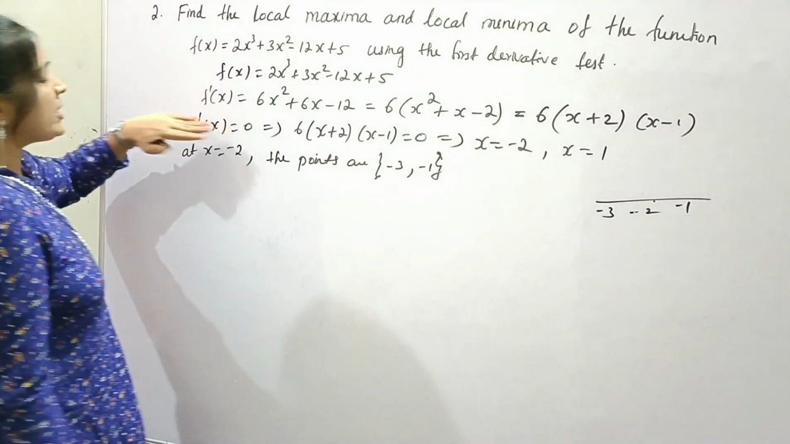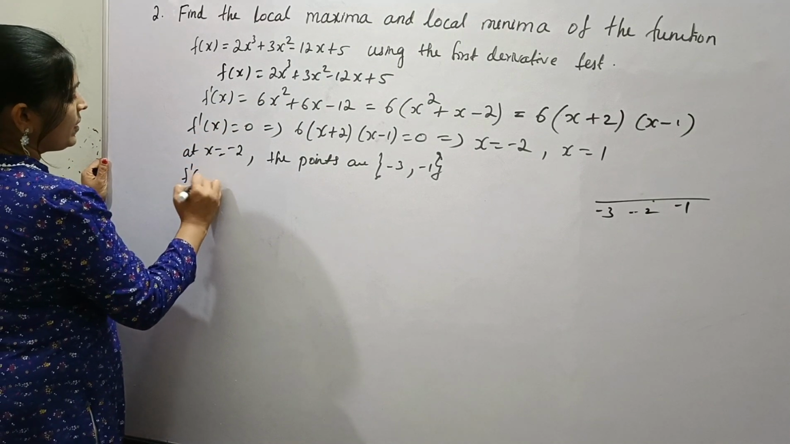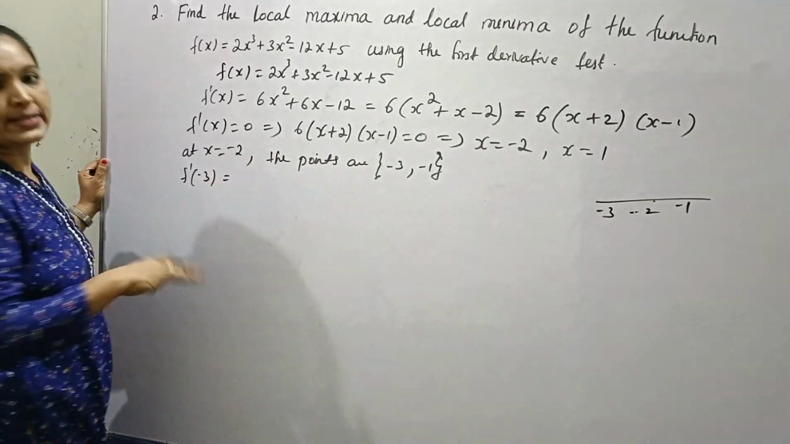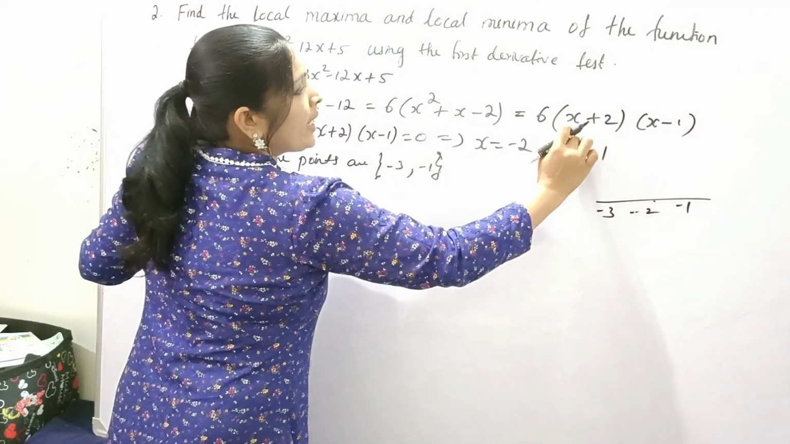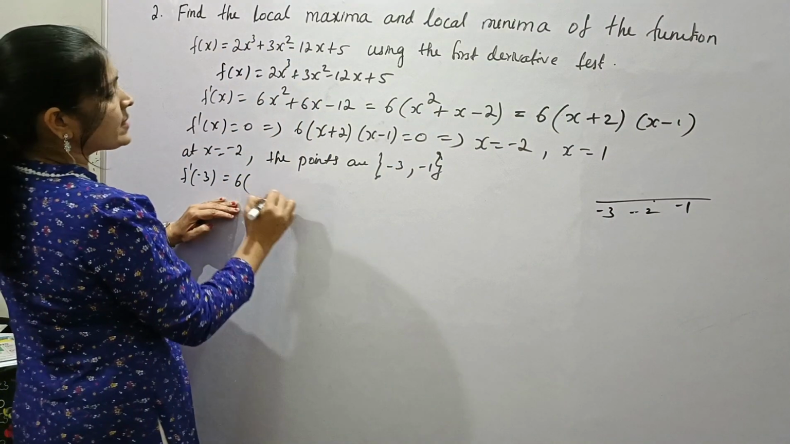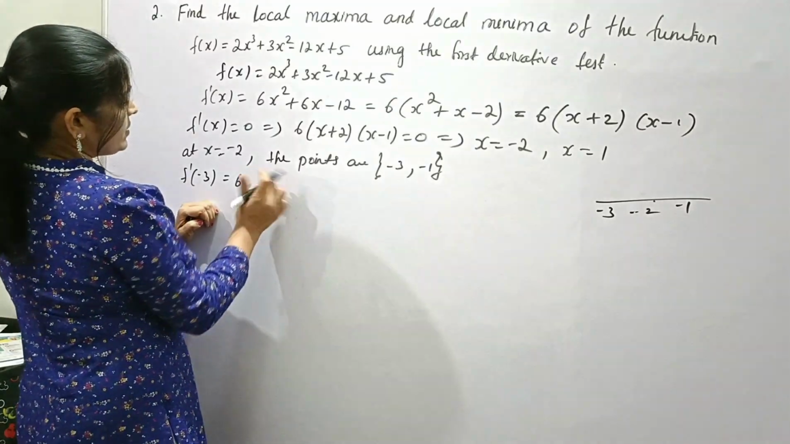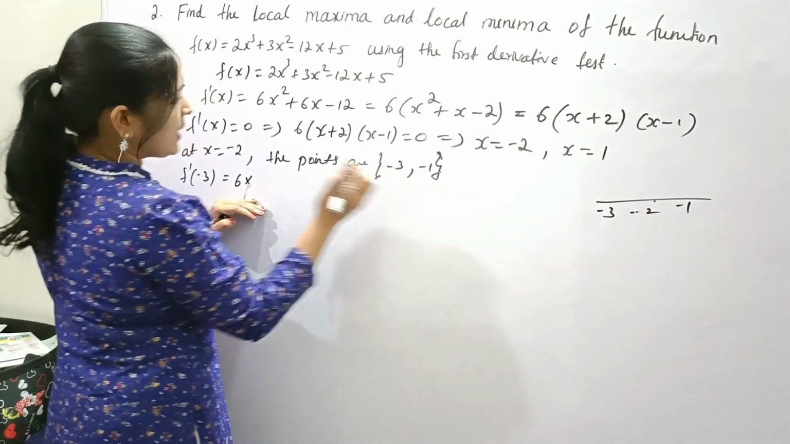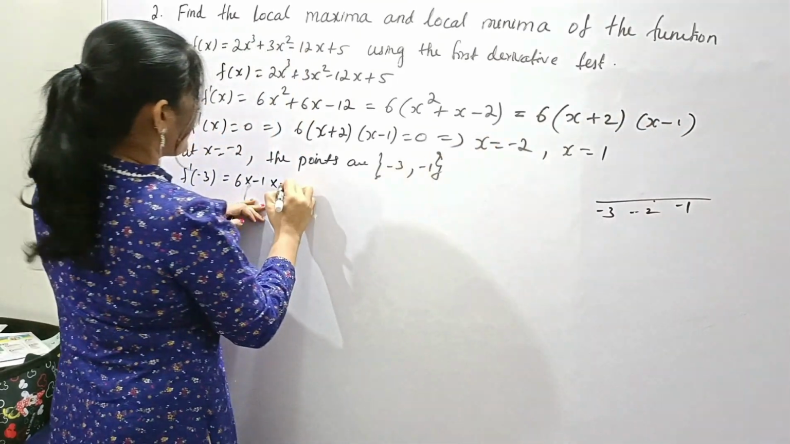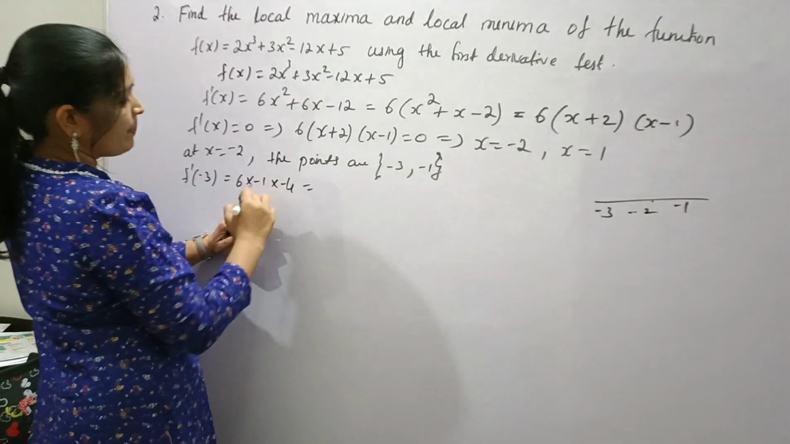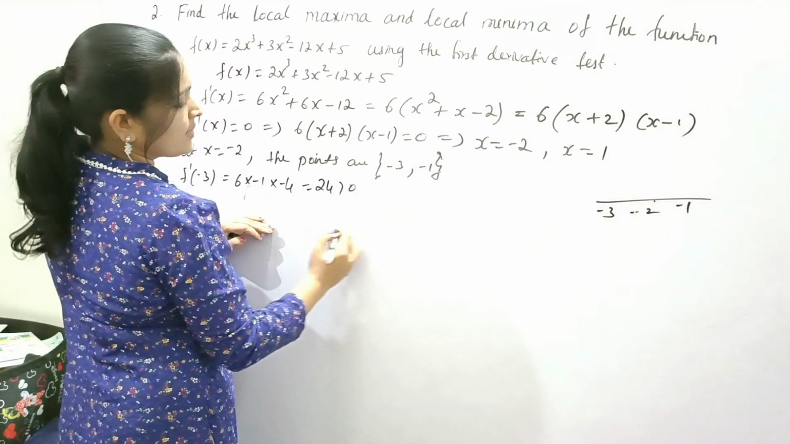So first of all, let's find f dash of minus 3, to find the sign. F dash of minus 3, here it is f dash of x. Put x is equal to minus 3. 6 into minus 2 plus minus 3 plus 2 minus 1 into minus 3 minus 1, minus 4, that is minus minus becomes plus. So plus 24, it is greater than 0.